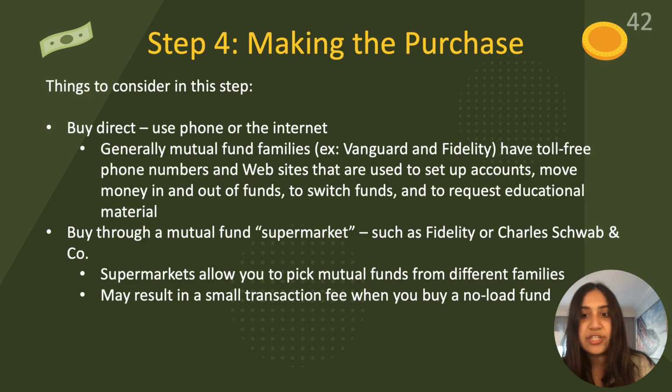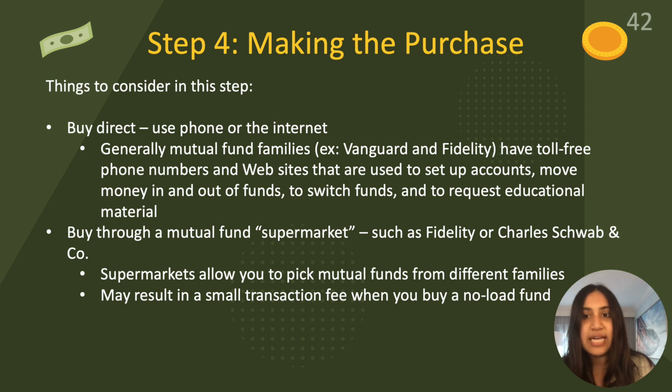Finally, actually making the purchase. Now that you know exactly what fund you want, it's time to do some buying. Here you have two choices. You can either deal directly with the investment company that runs the fund, or you can purchase the fund through a mutual fund supermarket. The easiest way to buy a mutual fund is to pick up the phone or go on the internet. Vanguard and Fidelity are two of the largest mutual fund families, and both have toll-free telephone numbers and websites that you can use to set up your account, move money in and out of your funds, switch funds, and to get educational material on the different funds that you're interested in.